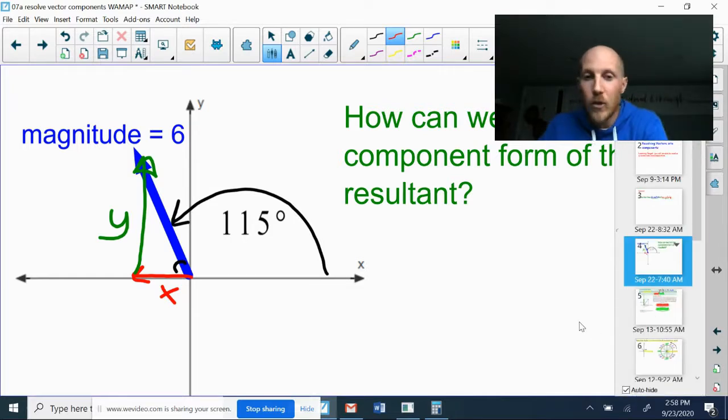Well, you know what? There actually is, there is absolutely, I mean, you guessed it. That's why the title is resolving vector components. So there is totally a method to find the component form. That's what we're going to learn today.